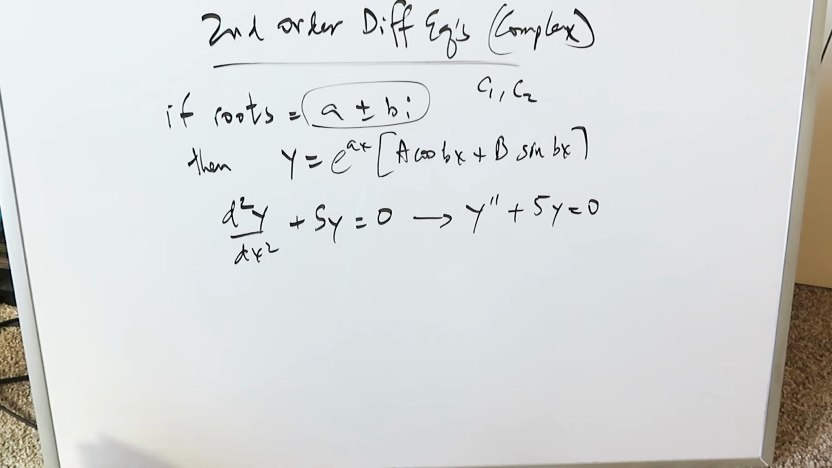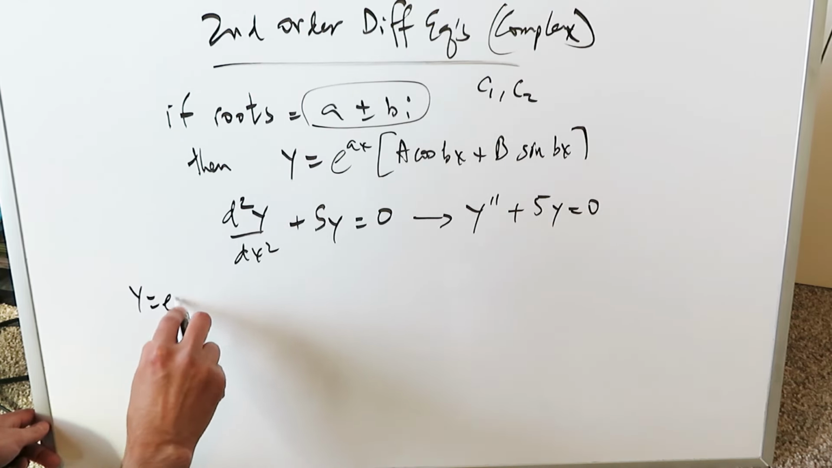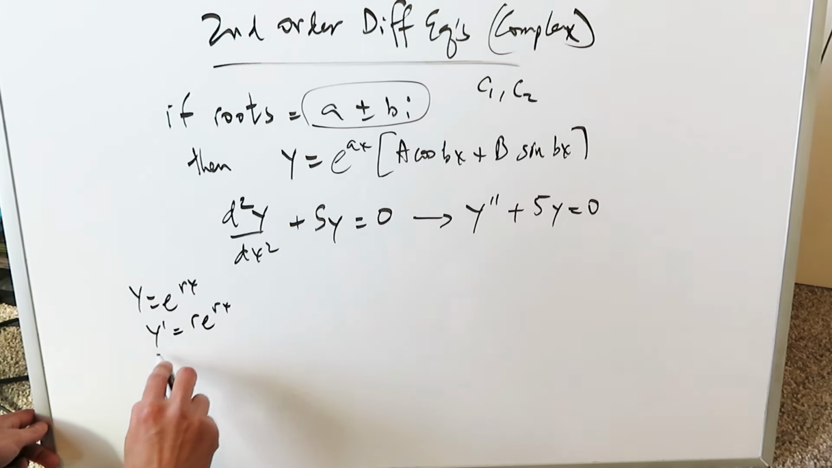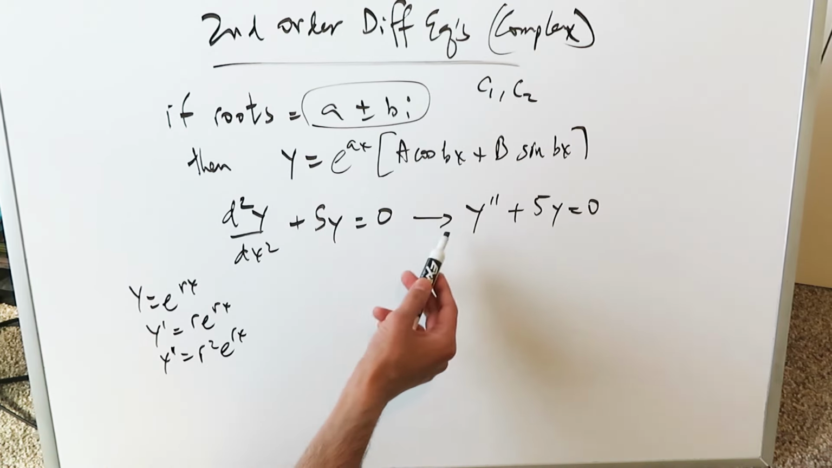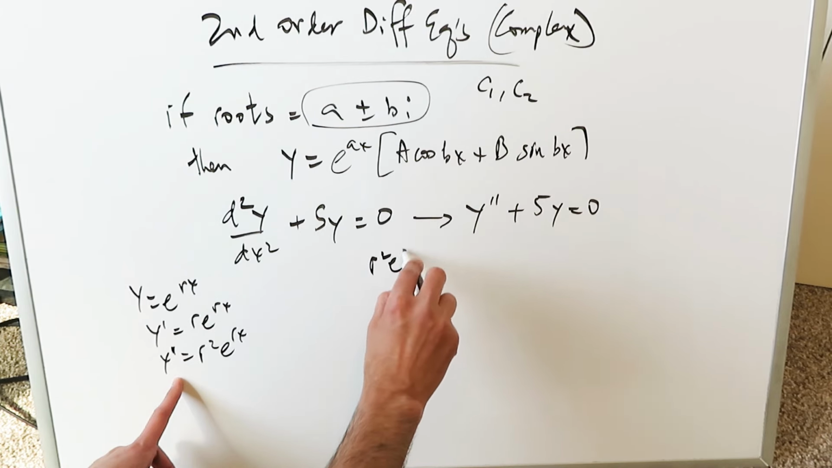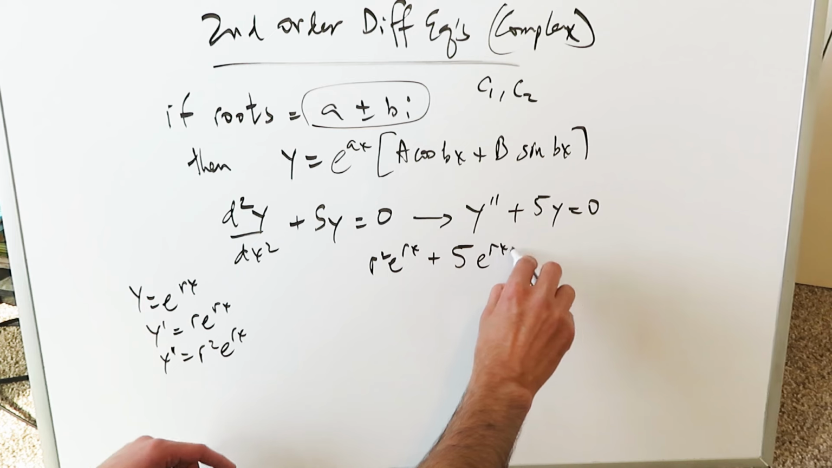When you're looking at something like this, you're thinking about that all-important substitution. If y is equal to e to the rx, then y single prime is equal to r e to the rx, and y double prime is equal to r squared e to the rx. You bring these into play where and when possible. I have a double prime right here, so it'll be r squared e to the rx. Then I have 5, and then the e to the rx is equal to 0.